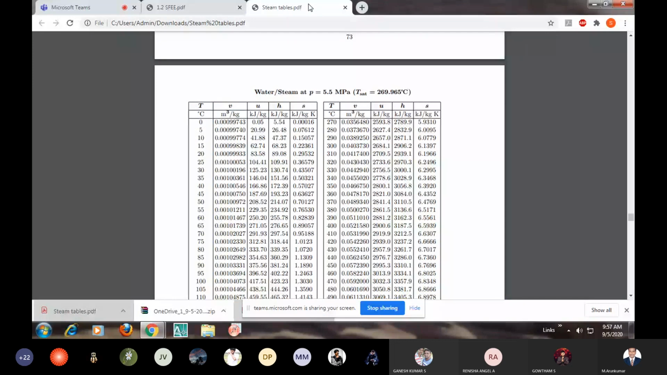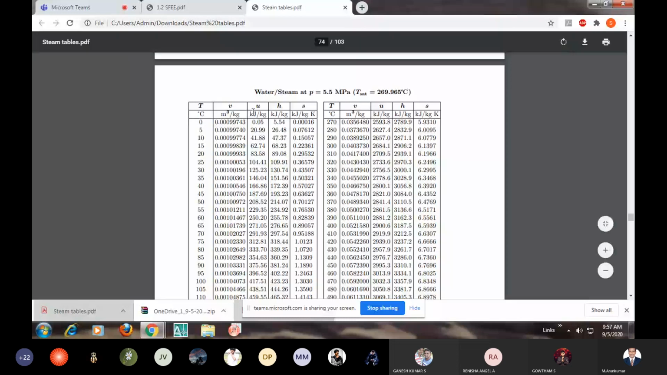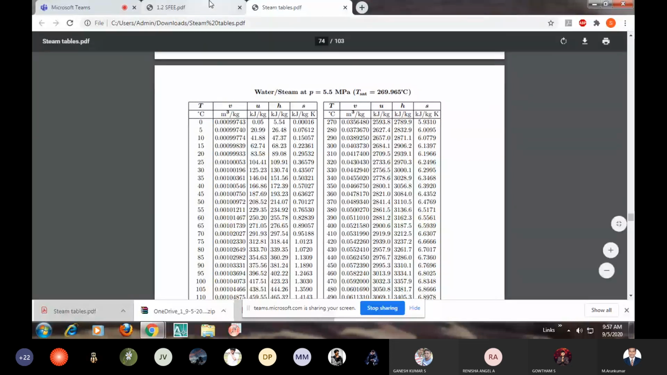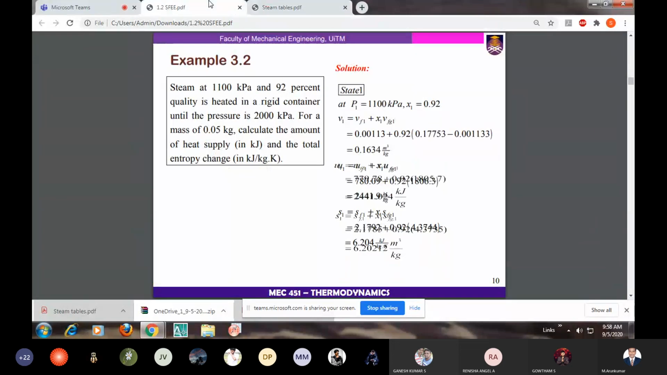Also download this steam table. Then try to locate these values. Try to locate the values of specific volume, specific enthalpy, specific entropy, then specific internal energy by the use of steam tables. Then try to learn how to find the value if the value you want is not available in the table, you want to interpolate, right? So just use the tables and solve the problems.